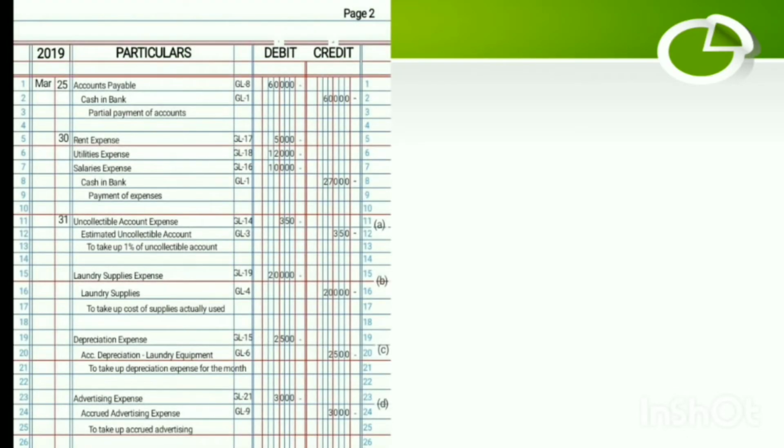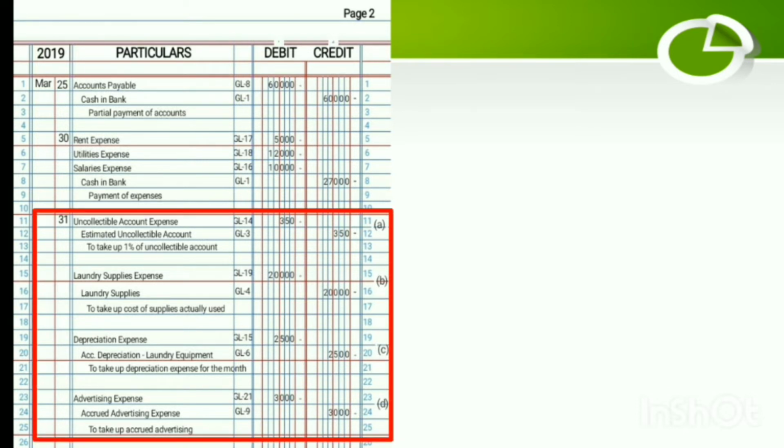So, we have here page number 2 of the General Journal of Davao Laundry Services. And in the lower portion are the adjusting entries. So these were the adjusting entries that we previously prepared when we were discussing step number 4 of the accounting cycle, which is the adjusting entries.